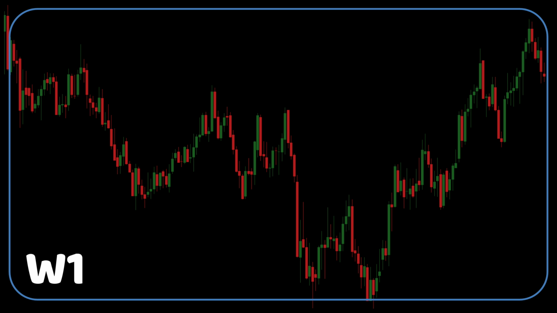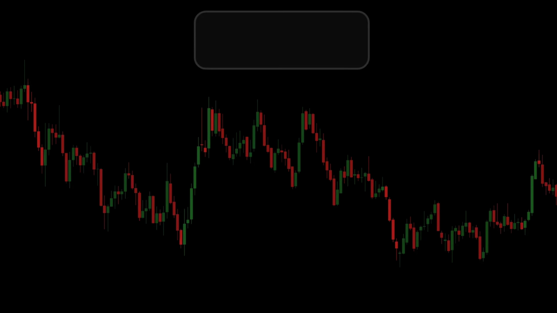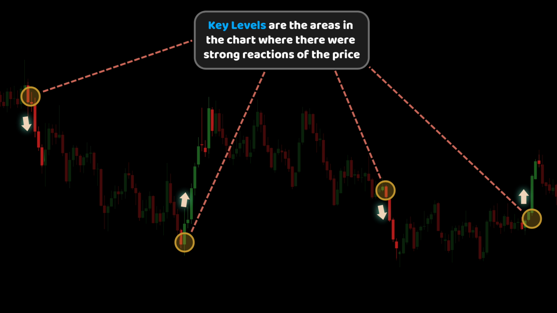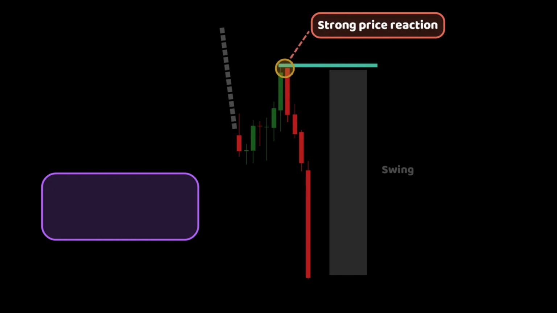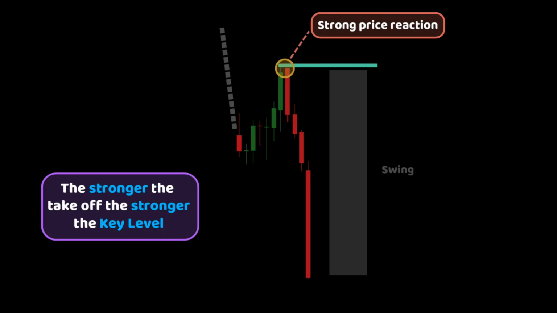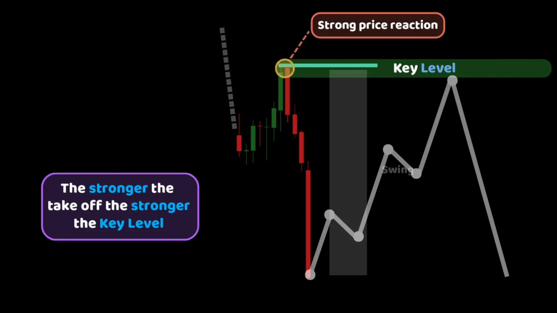Now we need to draw weekly strong key levels based on the view that we see on our screen. Key levels are the areas in the chart where there were strong reactions of the price. For example, this strong takeoff that you see on this swing right here happened because of the strong price reaction. And the stronger this takeoff, the stronger the key level. So what does this mean? This means that the price area where this takeoff started from is the key level. This is basically where your actual key level will be. This is where you should expect the price reaction in the future.